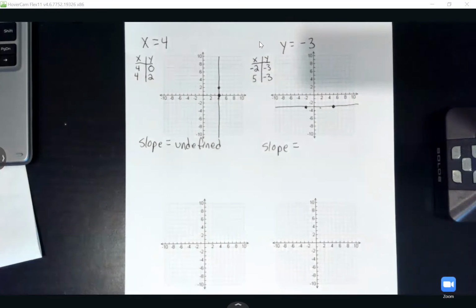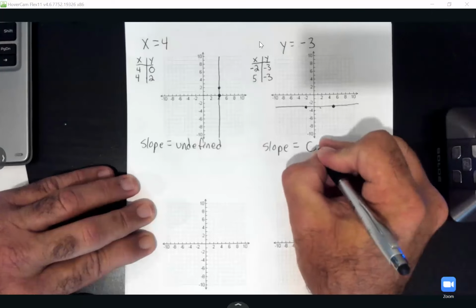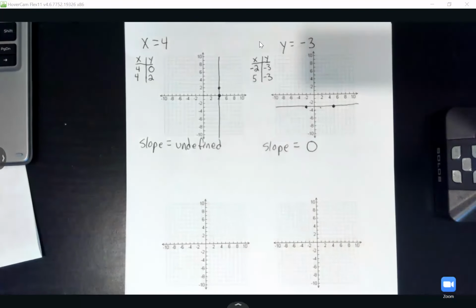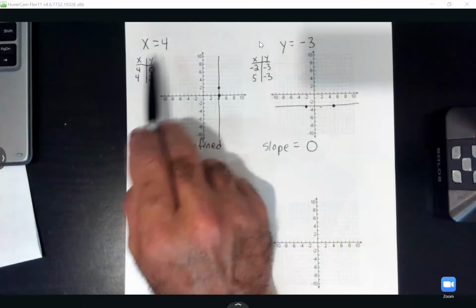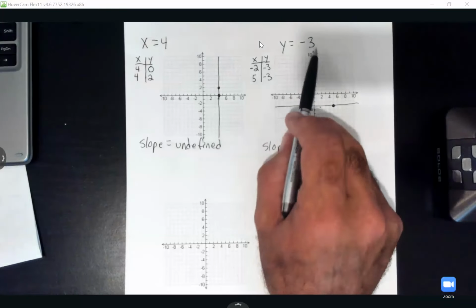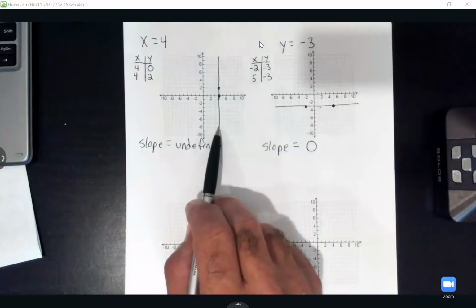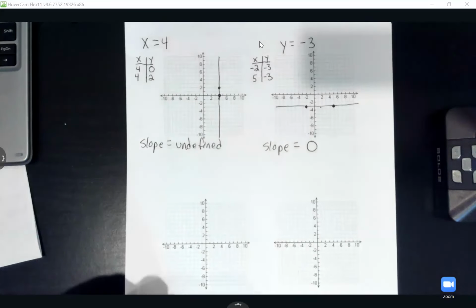So then they wanted the slope. Well, remember the slope of a horizontal line we said was 0. So y'all, that's the trick to graphing these. If it's x equals a number, every x value is that number. If it's y equals that number, every y value is that number. Slopes are undefined for vertical. Slopes are 0 for horizontal. Okay.